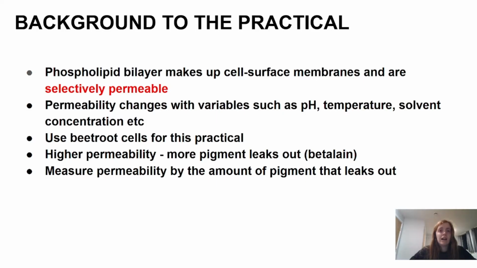How you spot the changes in this practical: if the beetroot cells are more permeable, then more pigment leaks out. This pigment is called betalain, the red or purple pigment that you see in beetroot. You measure the permeability by the amount of pigment that leaks out, and you measure this amount by measuring the light absorbance. If there's more pigment, then obviously less light would be able to go through it. That means that permeability is higher.